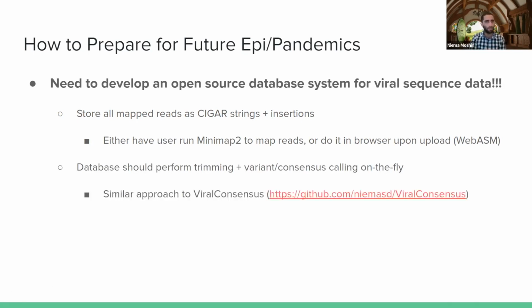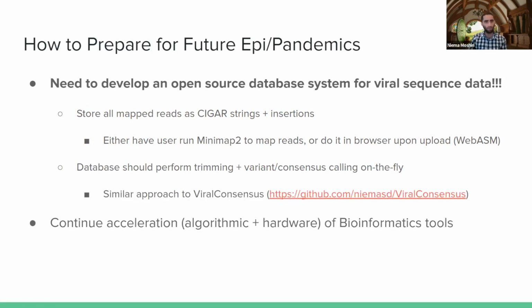So as I mentioned, I implemented ViralConsensus. This is super fast, so you could theoretically do these things extremely quickly in a viral database. And I really want to continue accelerating, both in terms of algorithms and in terms of hardware, various bioinformatics tools that are of importance.